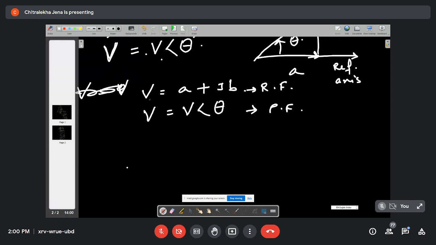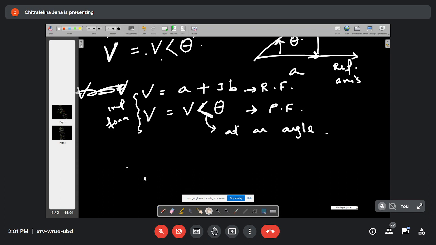What is that symbol after V? Angle. Yes, at an angle. V is present at an angle. This is present at an angle theta with the reference axis. Understood? Yes, ma'am. So these are the two important forms which we will be dealing with, rectangular form and polar form.